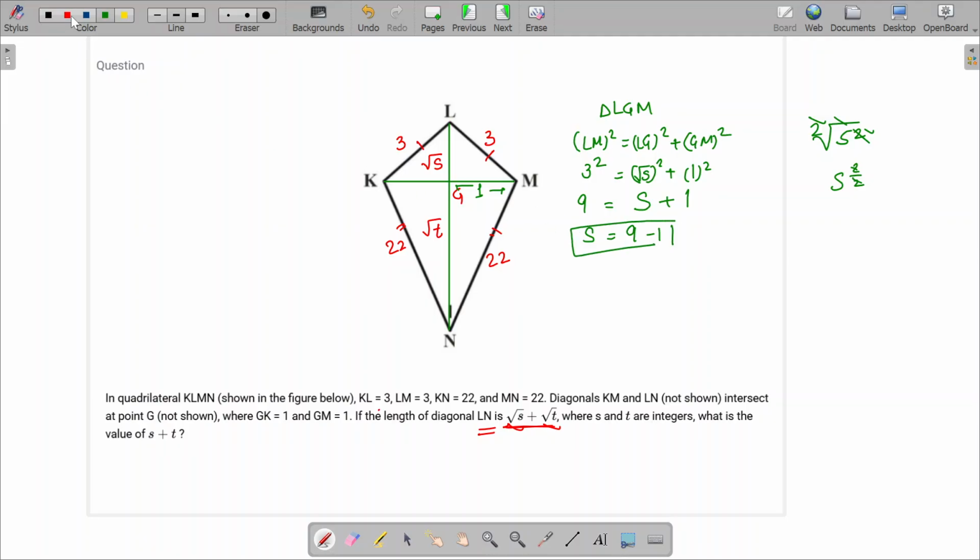Right? Similarly, I have to solve for t. So I'm directly writing it in triangle NGM. I know that under root t whole square could be found by subtracting 22 square minus 1. Now from here you can get the direct value of k, which is going to be 443. Now you just add both of them. This is 8. This is 443.